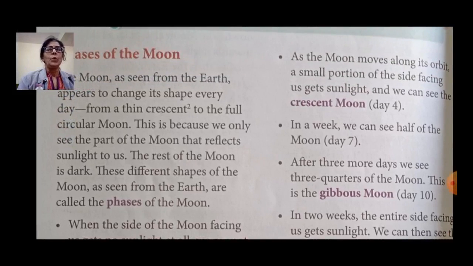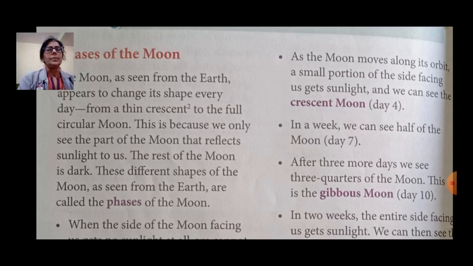As the moon moves along its orbit, a small portion of the side facing us gets sunlight. Moving along its orbit, only a small portion of the moon gets the sunlight, and that part is reflected, and we can see the crescent moon on the 4th day. In a week we can see half of the moon, that is on the 7th day. After 3 more days we see 3/4 of the moon.